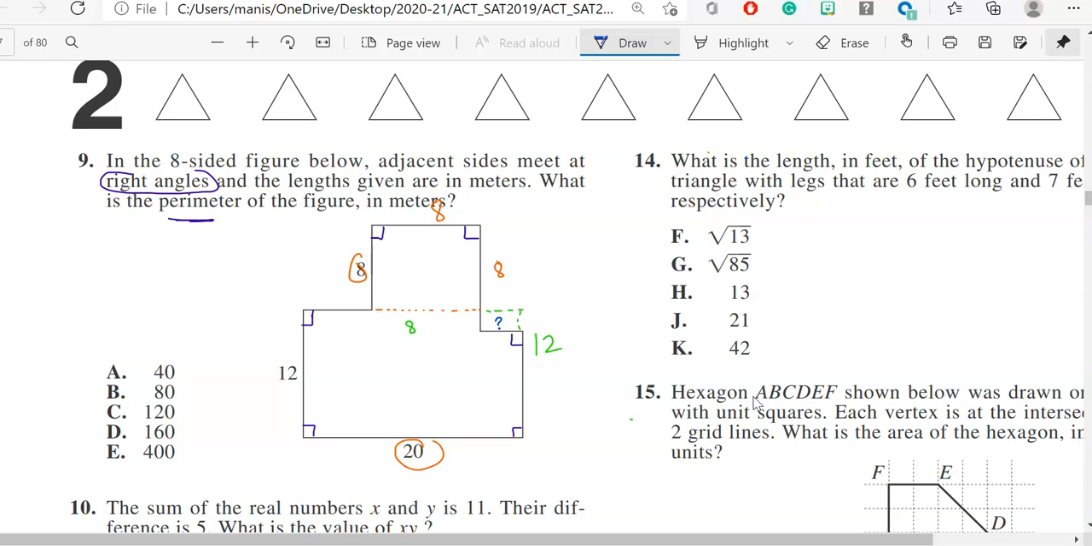Okay, this whole is 20. If I subtract from 20 this 8 over here, I will end up with this part plus this part over here. So this and this total will be what? It will be 12.